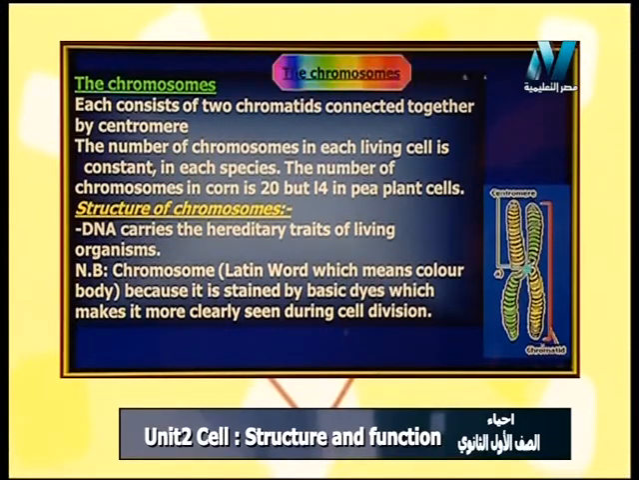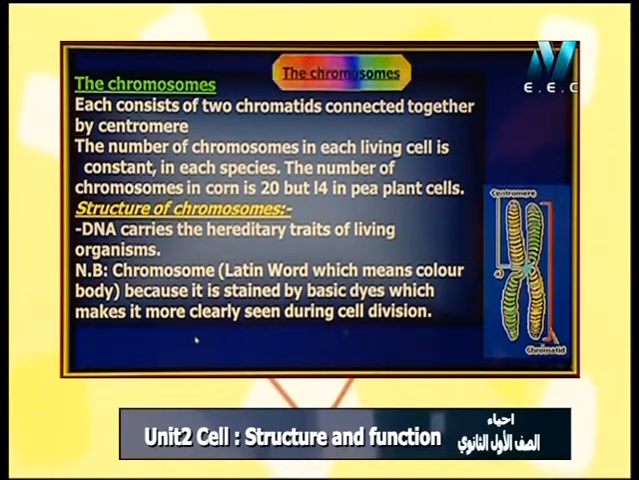زي ما قلنا لحضراتكم each chromosome consists of two chromatids connected together by centromere. The number of chromosomes in each living organism is constant in each species. The number of chromosomes in corn, for example, is 20 chromosomes, but 14 in pea plants and 46 in human beings. The structure of the chromosome, DNA, carries hereditary traits of living organisms.